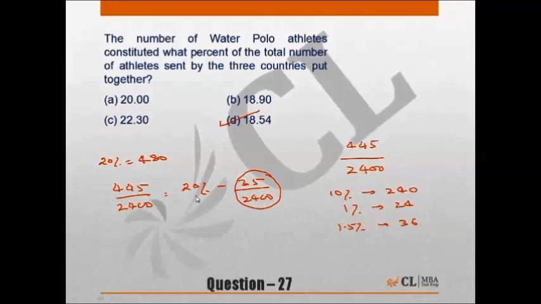So my answer should be slightly more than 18.5%. So I can say this answer has to be greater than 20 minus 1.5, which is equal to 18.5%. Okay. Correct answer, choice D.